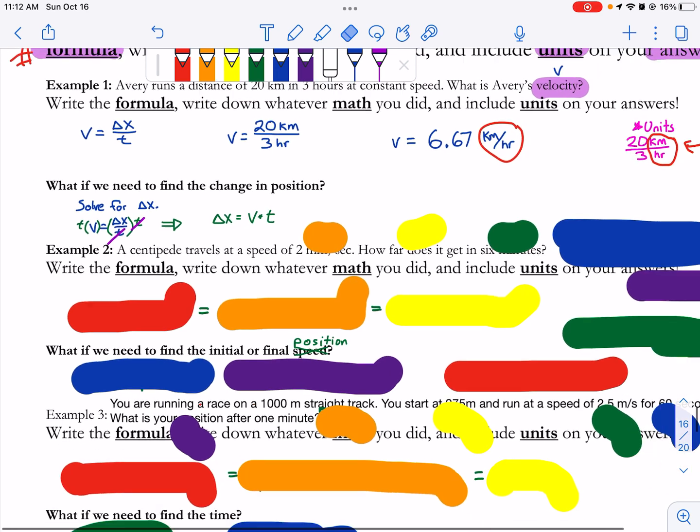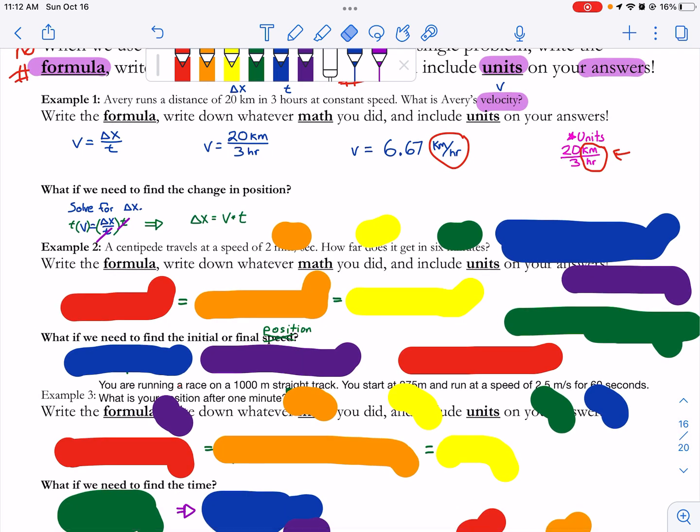So let's look at this example here. We've got a centipede traveling at a speed of 2 millimeters per second. That's my v. And it wants to know how far does it go. That's the delta x in 6 minutes. Now we have to be careful. There's a star there. 6 minutes and seconds. So I have seconds right here and minutes right here. Those are not the same unit.